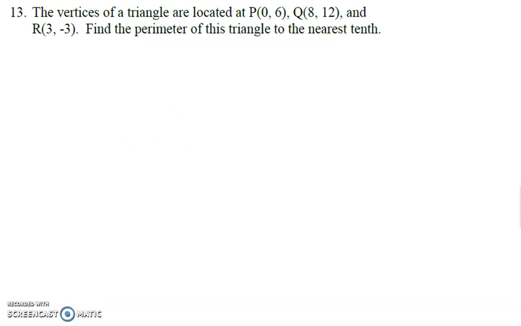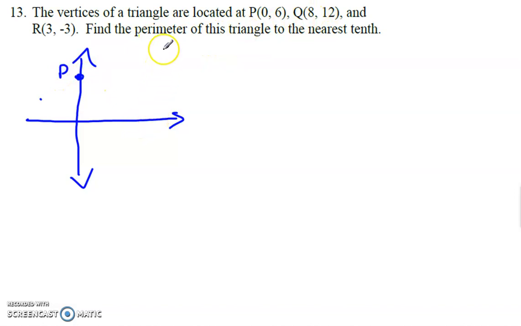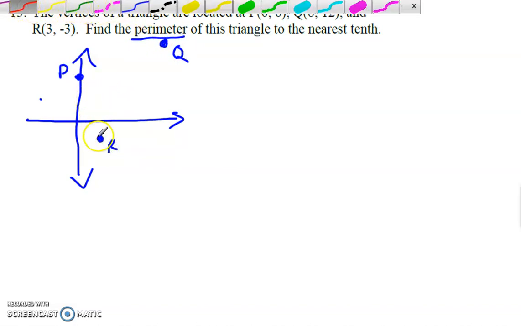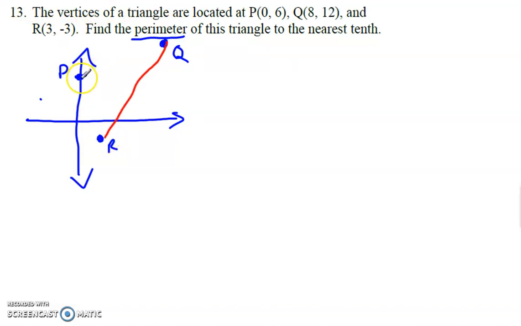All right, if you have the triangle in a coordinate plane, just to get a rough sketch here, P is at (0, 6), so that's on the y-axis. There's P. Then Q is at (8, 12), so it's going to be up here somewhere. And then (3, -3), so this one's down here, this is R. If I want to find the perimeter, I've got to find the distance between these two points, these two points, and these two points, and add them all up, right?